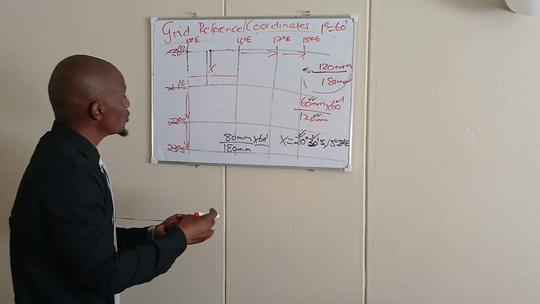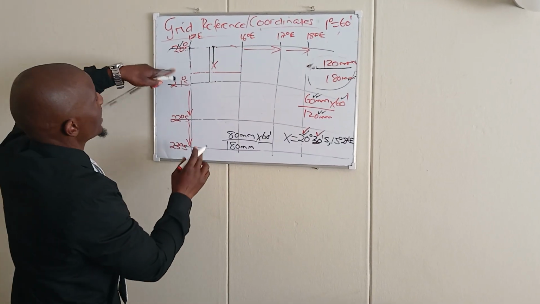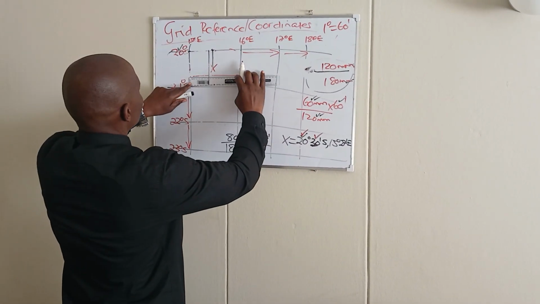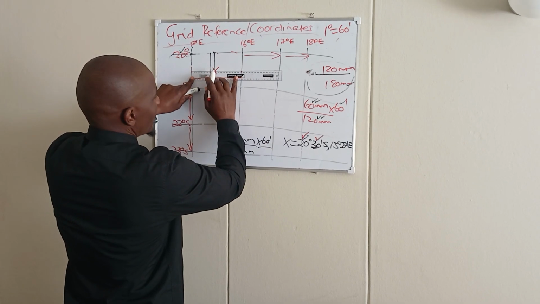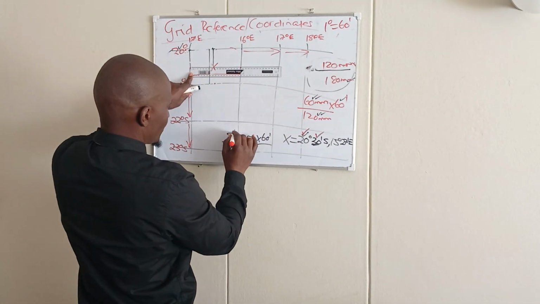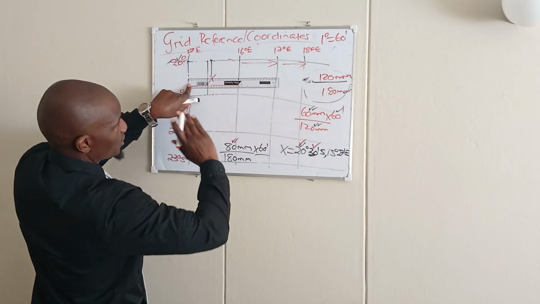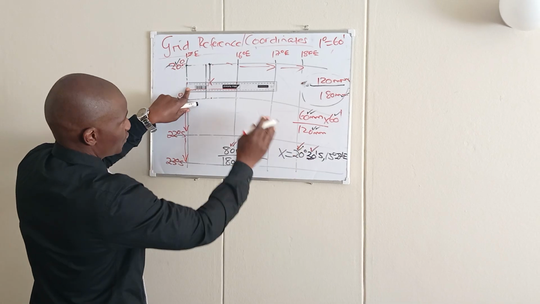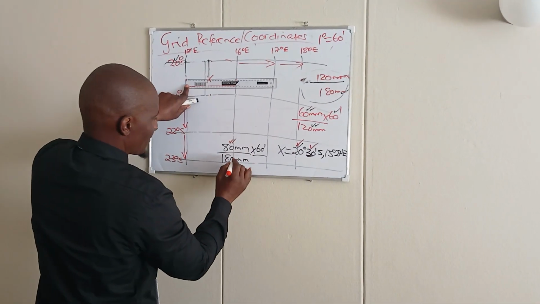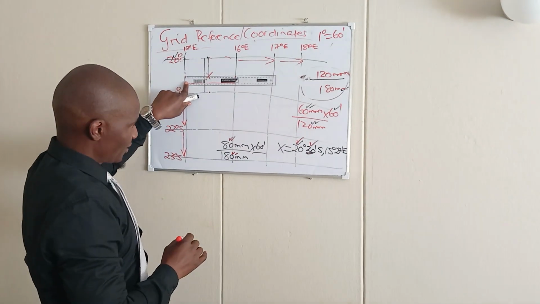In terms of my longitude, I've done the same thing as well. I've measured from here up to where X is. I've got 80 millimeters. This is where I got these 80 millimeters. I also measured the whole grid going towards the east, where it ends, from here up to there. I've got something like 180 millimeters. That's where I got it.